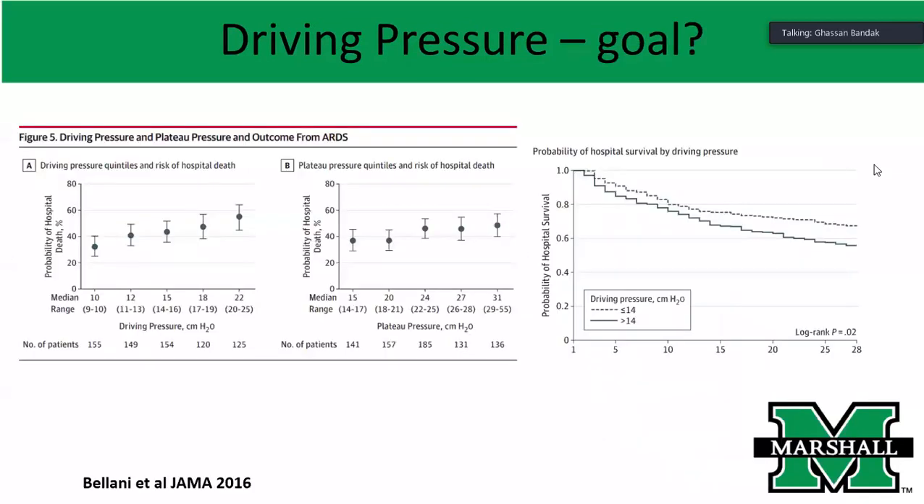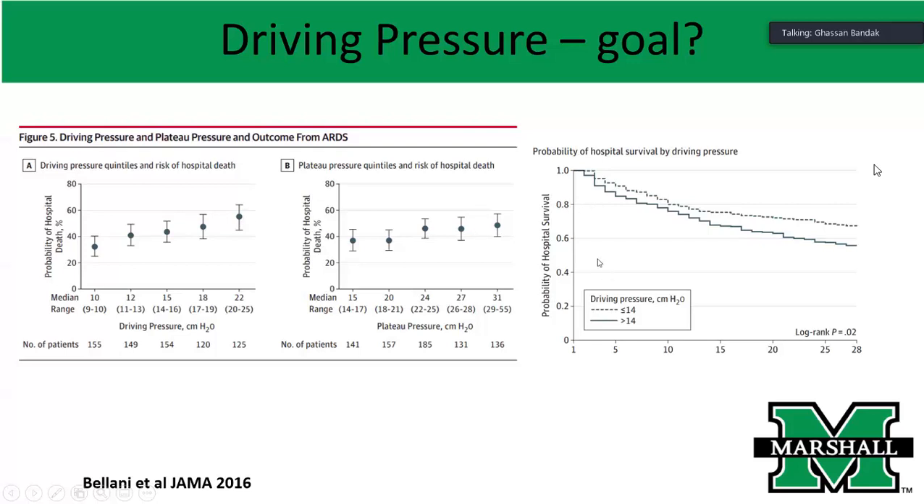Another study looked at numerous ARDS patients in different aspects. And one aspect they looked at was driving pressure. This was in 2016. They put them into groups, as you see in the x-axis, based on driving pressure. And they looked at the probability of death. And as the driving pressure increased, the probability of death increased. Same with the plateau pressure.